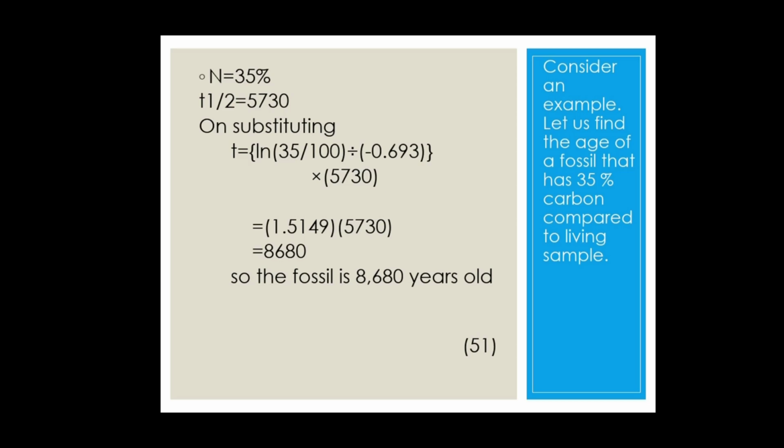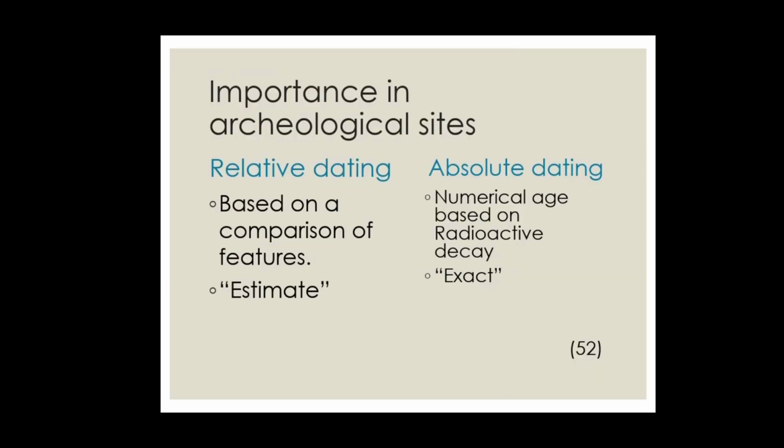Next, we will move on to an example based on the formula. Here we need to find the age of a fossil that has 35% of carbon as compared to a living sample. According to the question, the data provided is N equal to 35%, T half equal to 5730. On substituting these values in the formula that we had learned, we will get the final answer T equal to 8680. So the fossil is 8680 years old. This means that the living organism died 8680 years ago.